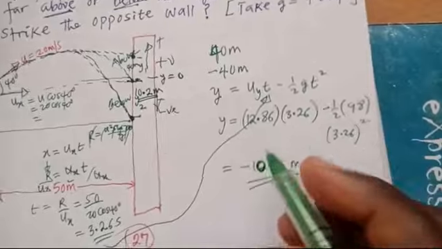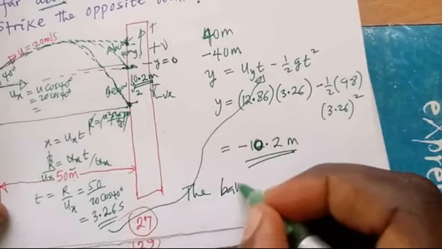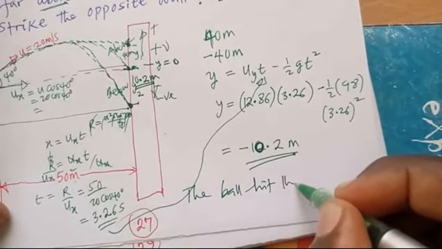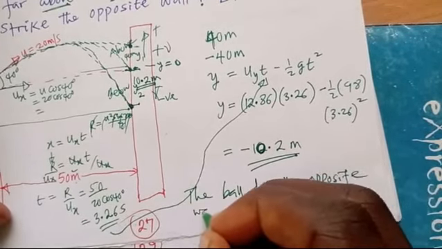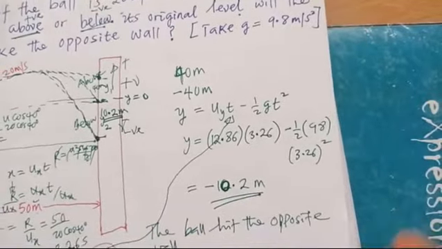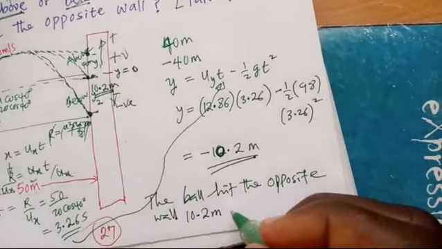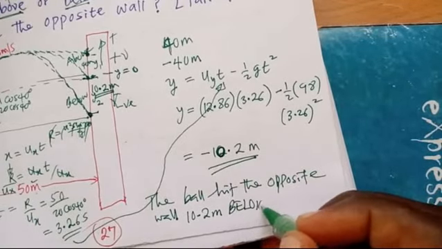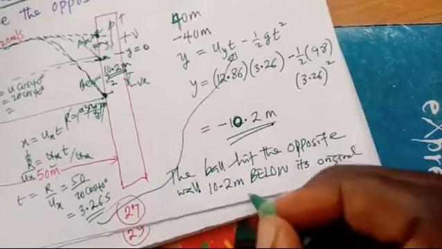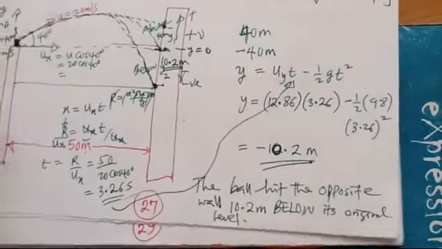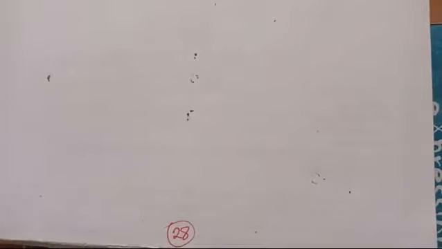So we conclude that the ball hit the opposite wall 10.2 meters below, not above, below its original level. That's our conclusion, and this is the last problem we are solving on projectile motion. I hope it's clear to all of you.